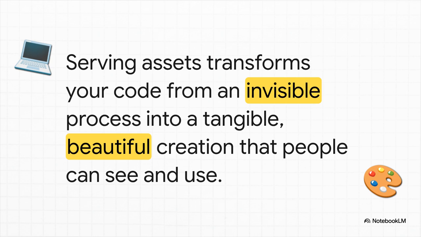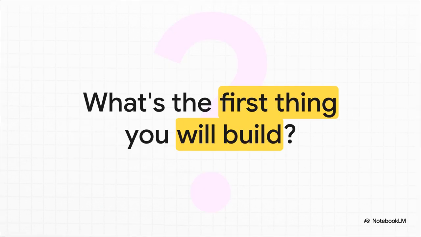So when it all comes down to it, this is the big takeaway. The code you write is no longer some invisible process just humming away on a server somewhere. By serving assets, you give your code a face. You make it tangible, you make it visible, and you make it something that people can actually interact with and hopefully enjoy. So now the power is really in your hands. You've got the engine, and now you know how to build and paint the car. You can add style, life, and interactivity to any idea you can dream up. So the only question left is, what's the first thing you're going to build?